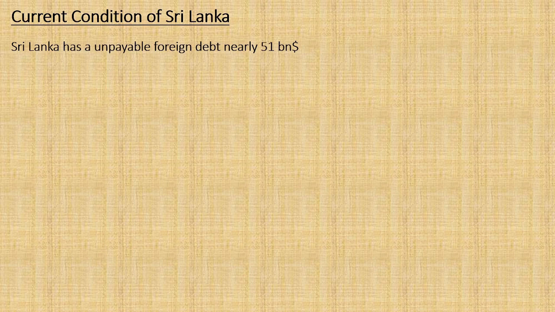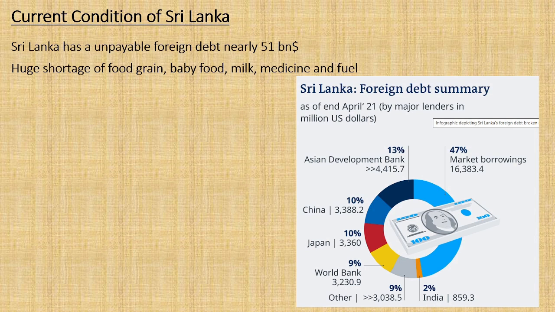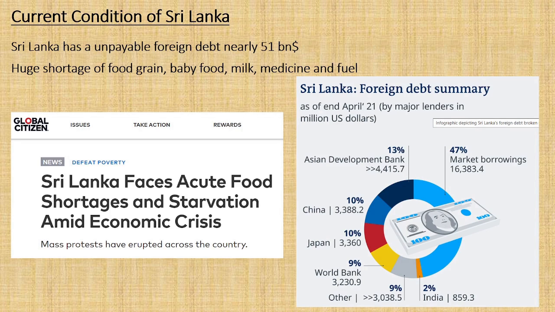Now what is the current condition of Sri Lanka? Sri Lanka has an unpayable foreign debt of nearly $51 billion, meaning Sri Lanka has to pay this amount to foreign countries. There is a huge shortage of food grain, baby food, milk, medicine and fuel in Sri Lanka. Also, there is joblessness and long-duration power cuts across the country.